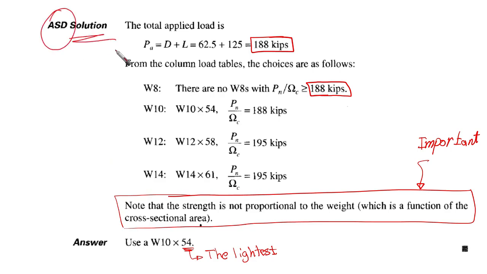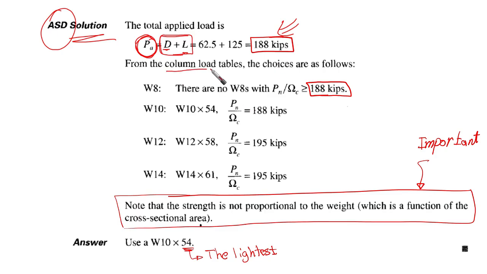Okay, we're going to repeat it, and I'm going to go through it rapidly, and I'm going to show the tables again. We already have it. For the actual or applied load, it is dead load plus live load. This is the critical load combination for ASD. And after that we have 188. This is the applied load. We need our available strengths to be higher than this.